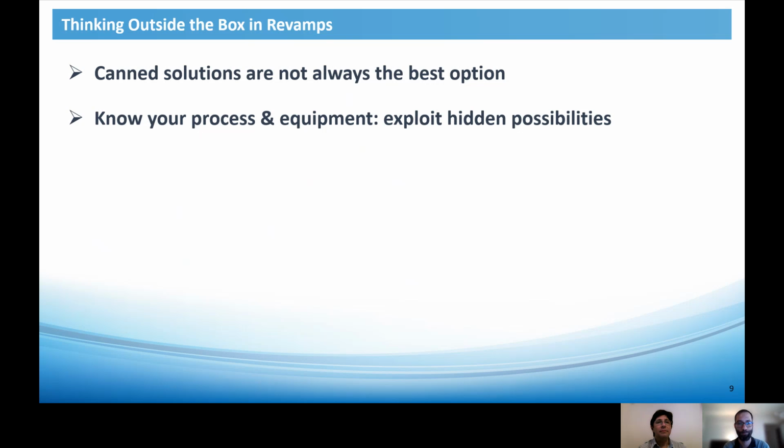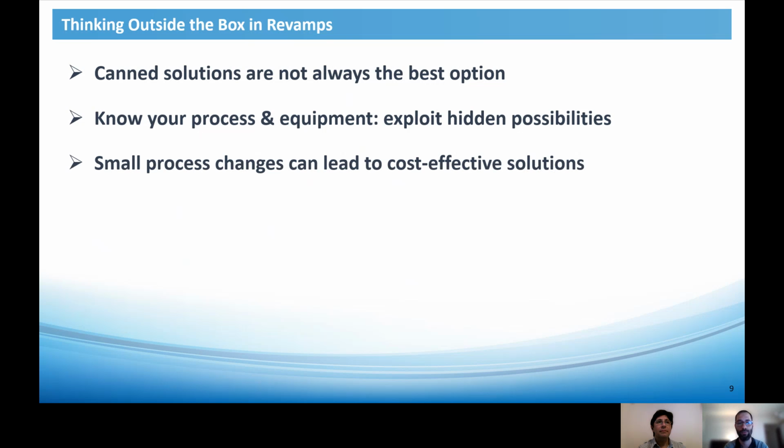Know your process and know your equipment. Only with a deep understanding of unit operations and equipment rating will you be able to exploit hidden capacity margins or rearrangements that could be used to meet your needs. In that sense, you may be able to find small process changes that can lead to cost-effective solutions. With this example, we reconfigured the lower section of the column just by incorporating a new connection and increased both capacity and fractionation power.